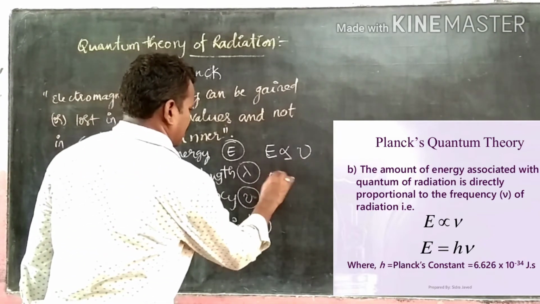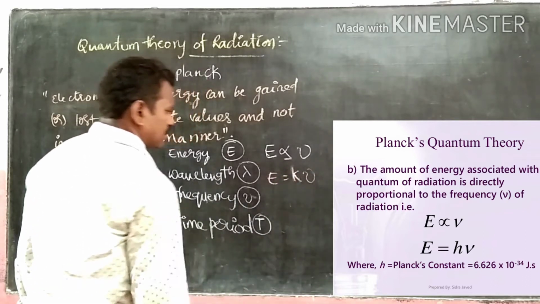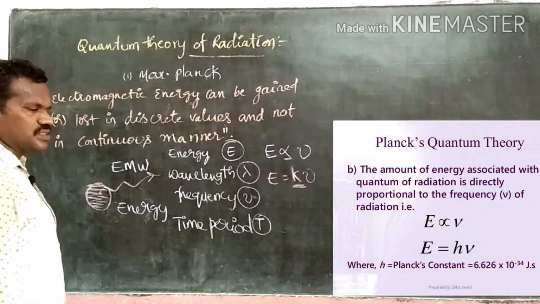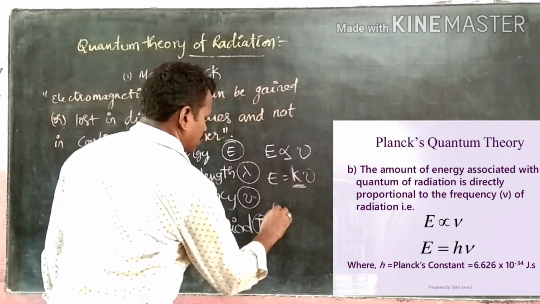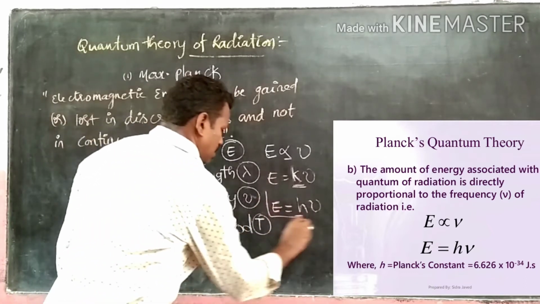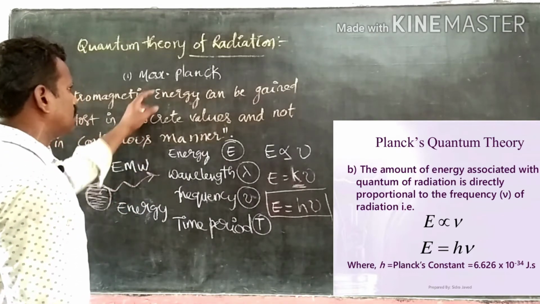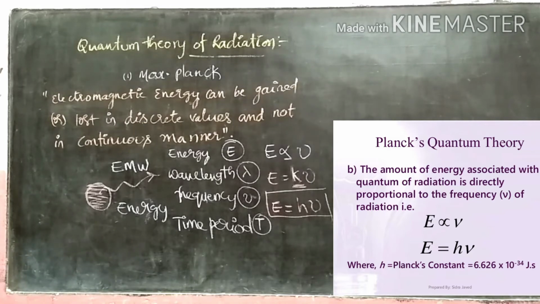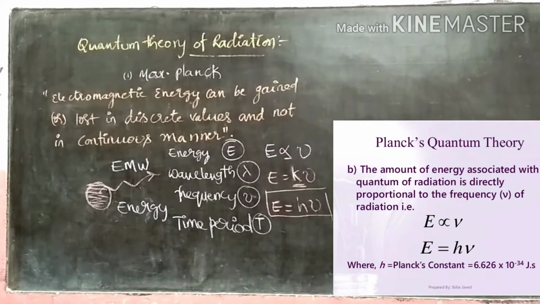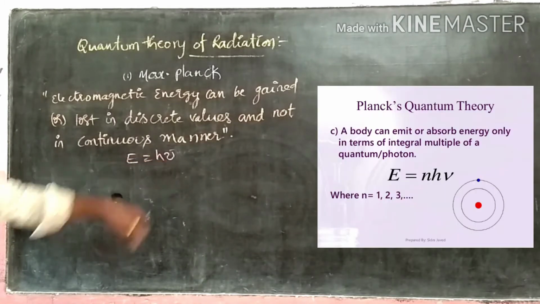To remove the proportionality, we introduce a constant, K, multiplied by nu. This constant is called the Planck constant, represented by the letter h. So we can write E is equal to h nu, which is the packet of energy given by Max Planck. The enormous amount of energy is there in the form of packets, and that packet is h nu.